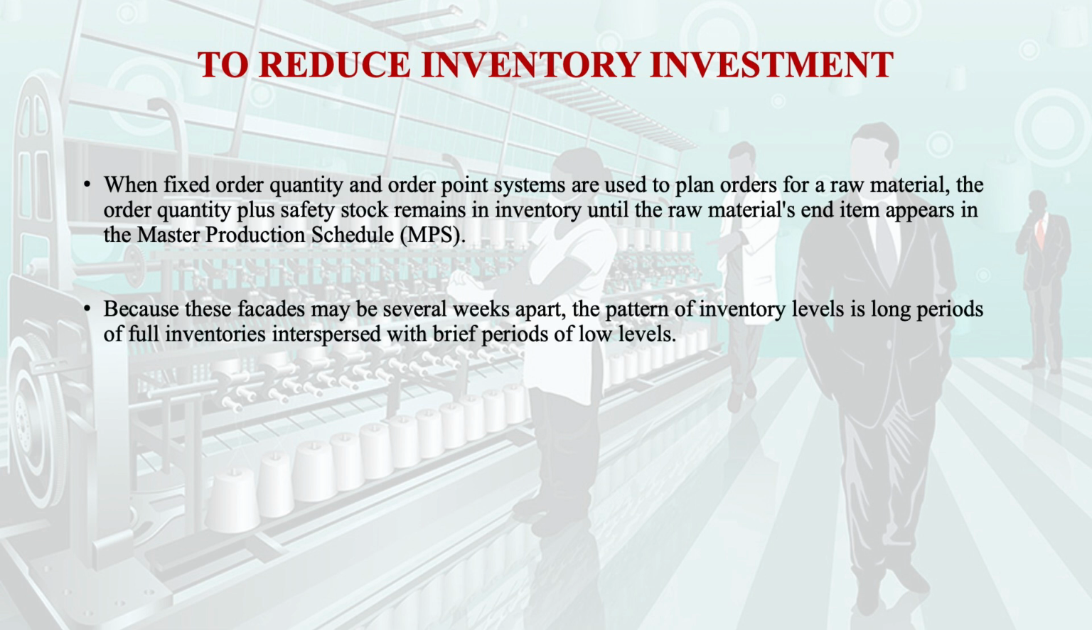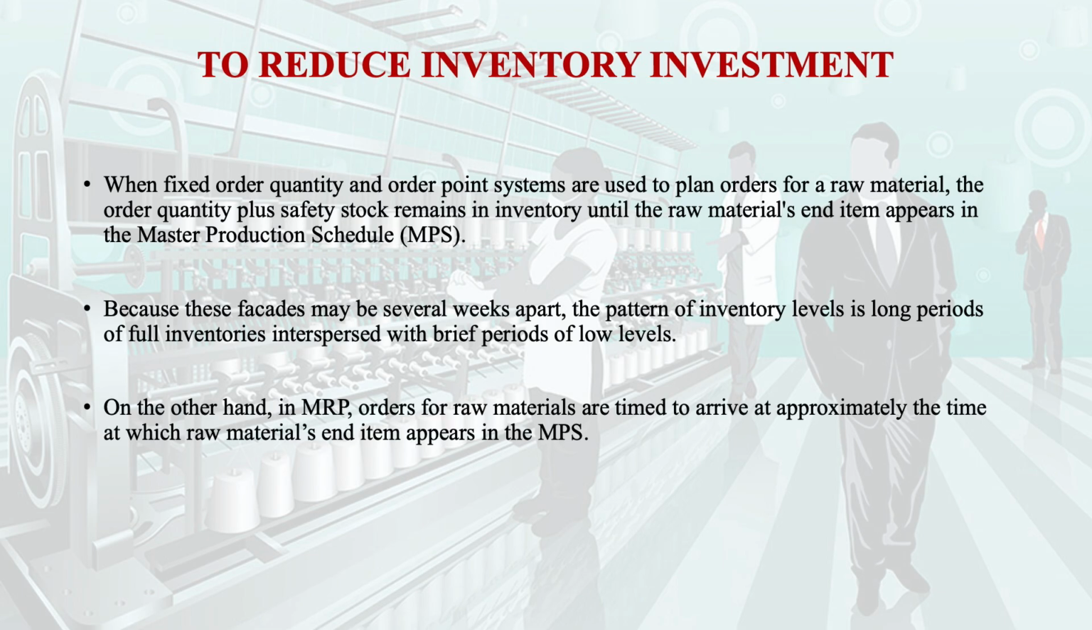Now, because these orders may be several weeks apart, the pattern of inventory levels is long periods of full inventory interspersed with brief periods of low level. On the other hand, in MRP, orders for raw materials are timed to arrive at approximately the time at which the end item appears in the MPS.